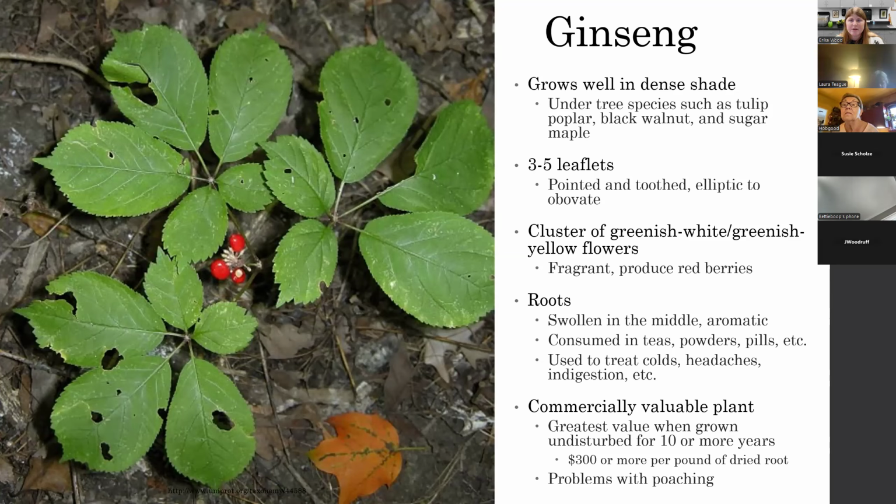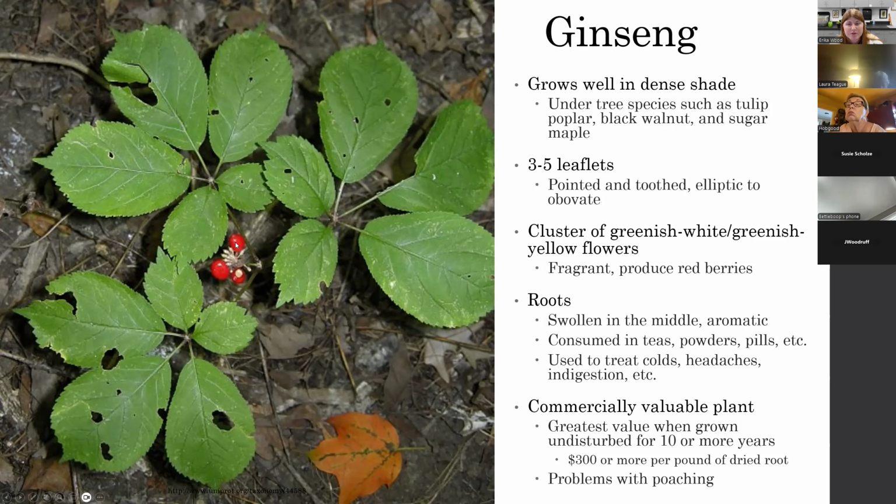Okay. And so this is native. This ginseng grows well in deep shaded woodland. A lot of times you're going to find it under different tree species, such as tulip poplar, black walnut, and sugar maple. How you can recognize it is that it has traditionally 3 to 5 leaflets. Okay. They're often pointy. You can see how they're pointed at the end. The leaf margins are toothed, so they have that serration to them. And then they're more elliptic to obovate in shape.